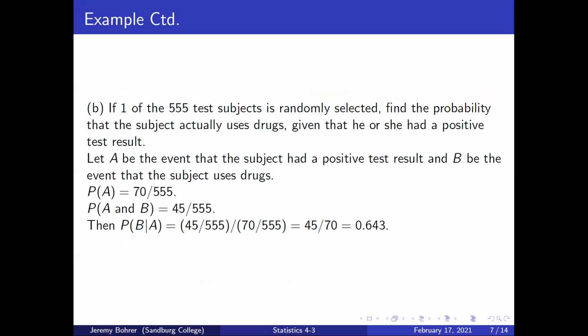If one of the 555 test subjects is randomly selected, find the probability that the subject actually uses drugs, given that he or she had a positive test result. Let A be the event that the subject had a positive test result, and B be the event that the subject uses drugs. The probability of A is 70 over 555, and the probability of A and B is 45 over 555. Then the probability of B given A is 45 over 555 divided by 70 over 555, which is 45 over 70, or 0.643.